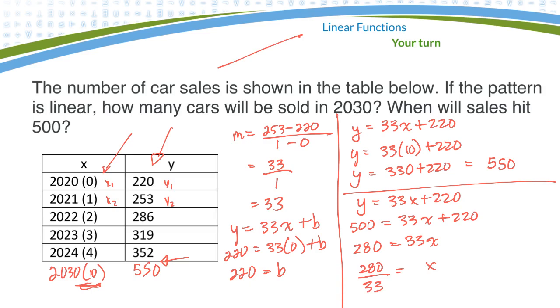Calculator. I guess I should have brought decimals out. Okay. 280 divided by 33. 8.5 about. So 2020 plus 8.5, it'd be 2028, and halfway through that year, that's when they'd reach 500 sales.